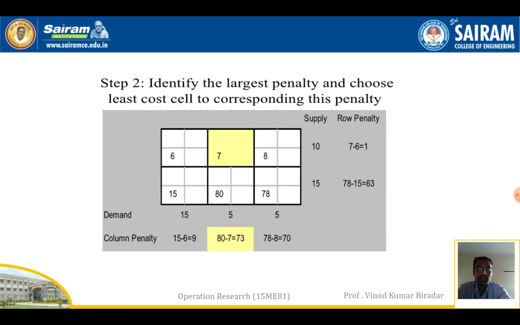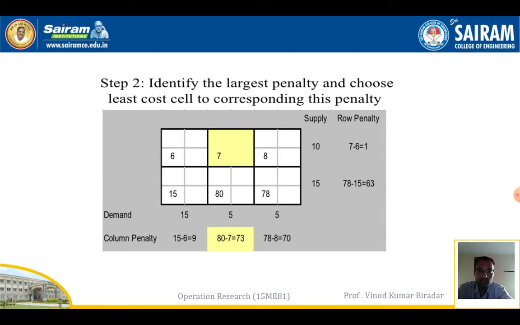Okay, so here, same, you write again. Among the row penalty and column penalty, the highest value is 73. So take that with respect to the column, that is the highest value column, maybe that may be a row. Here the highest value is 73, and that particular column belongs to demand 5. So that 5 you have to highlight.